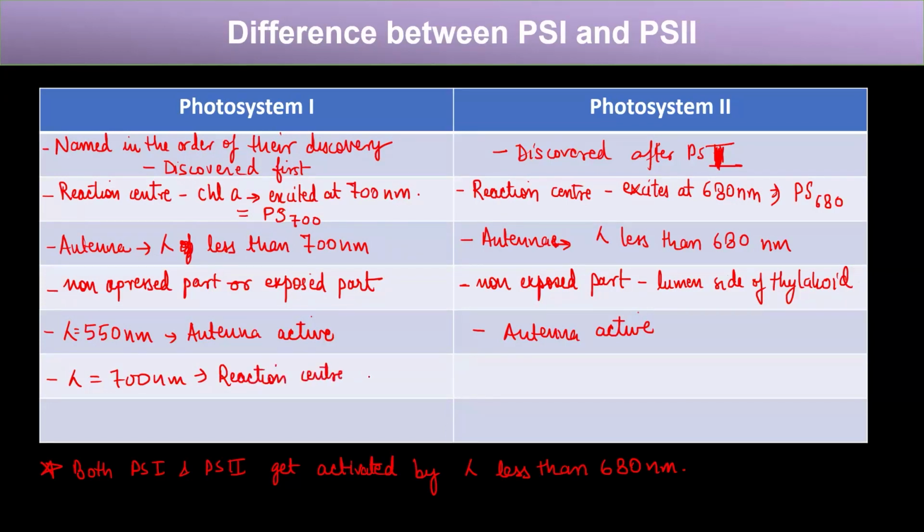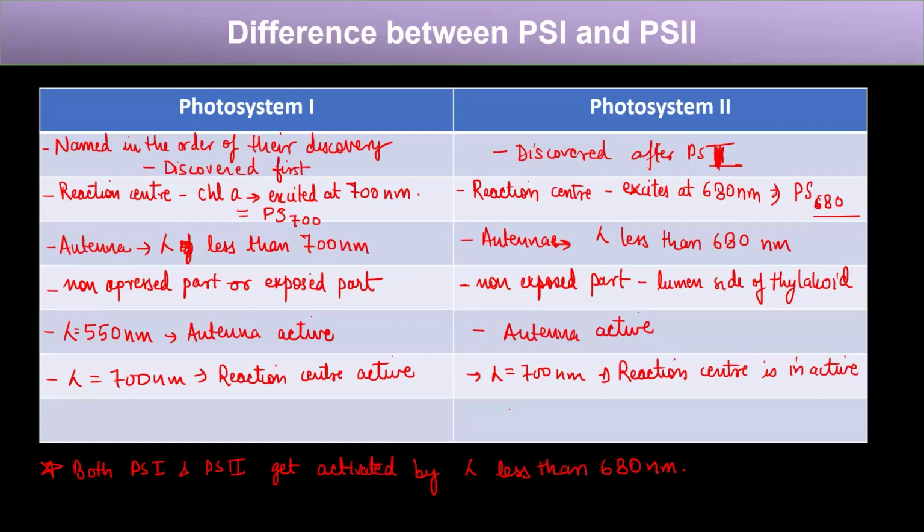Reaction center will be active, right? And here, in the same case, if lambda of 700 nm is given, because its maximum excitation can take place at 680 nm, now if you give a light of wavelength 700 nm, its reaction center will not be active. So the reaction center is inactive, right?